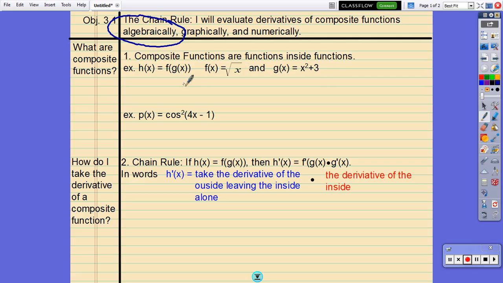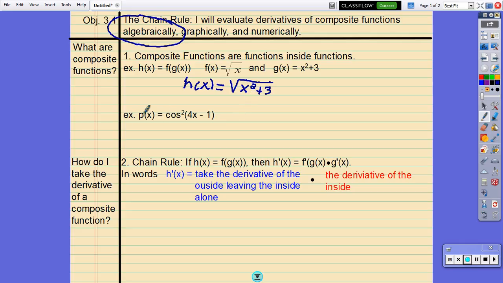So you might have gathered that h of x would equal the square root of x squared plus 3. And if you can tell here, you've got a function, x squared plus 3, inside of another function, which is the square root of x. For the purpose of what we're doing, it's going to become important that you understand which one is the inside and which one is the outside. Clearly, the outside being the square root, the inside being the x squared plus 3.